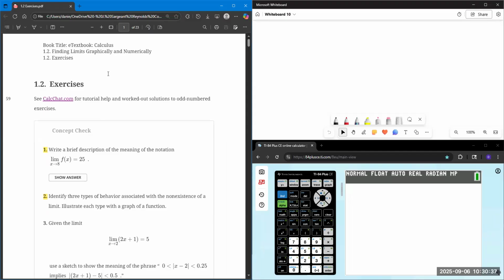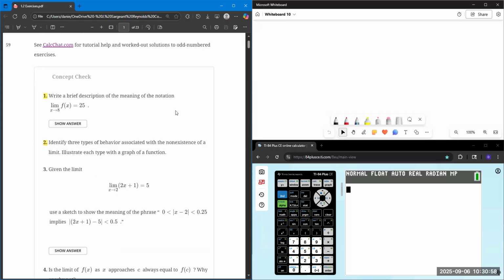The point (8, 25) may be on the graph, or there may be a hole in the graph at the point (8, 25), but the behavior of the graph on the left and the right is the same and is approaching (8, 25), whether (8, 25) is defined or not. So there's your brief description of what that means. You need to say something about x approaching 8, both from the left and the right, and y approaching 25 for your conceptual description there.